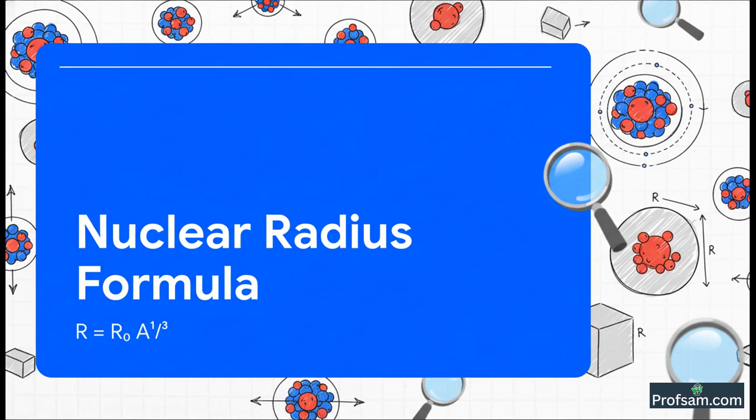This is straight from your textbook, and you absolutely must remember it for your exams. It says the radius of the nucleus, R, is equal to a constant, R0, multiplied by A to the power of 1/3. And you know that's just the cube root of A.